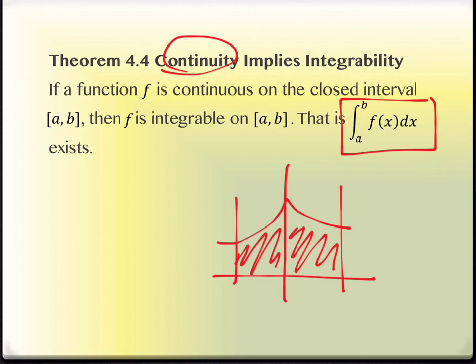We talked about the fact that if we have something that's continuous, it's automatically going to be integrable. But just because something's not continuous doesn't mean that it doesn't have an integral. So it's not an if and only if statement. If it's continuous, it will be integrable, which means we can find this area.